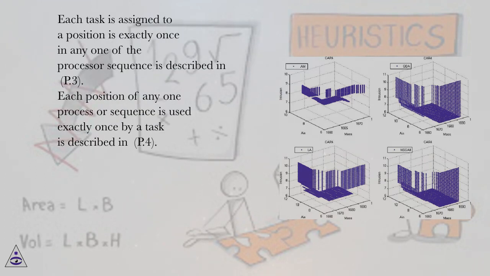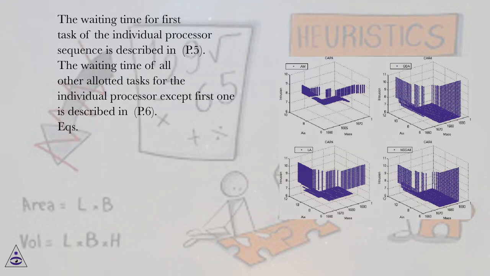Each task is assigned to a position exactly once in any one of the processor sequences, as described in P.3. Each position of any one processor sequence is used exactly once by a task, as described in P.4. The waiting time for the first task of the individual processor sequence is described in P.5. The waiting time of all other allotted tasks for the individual processor, except the first one, is described in P.6.